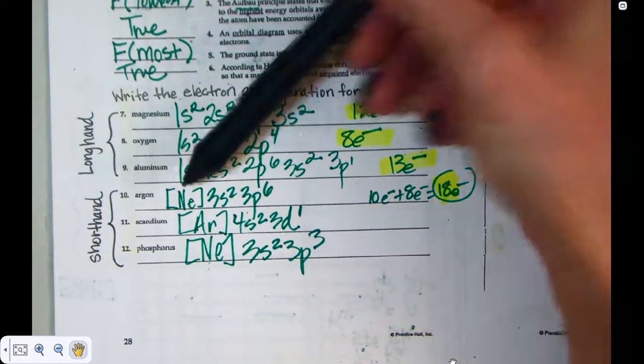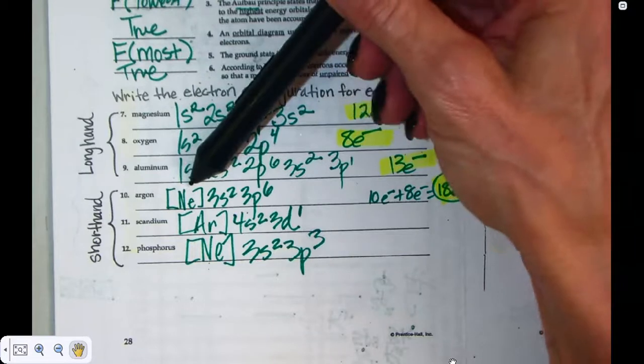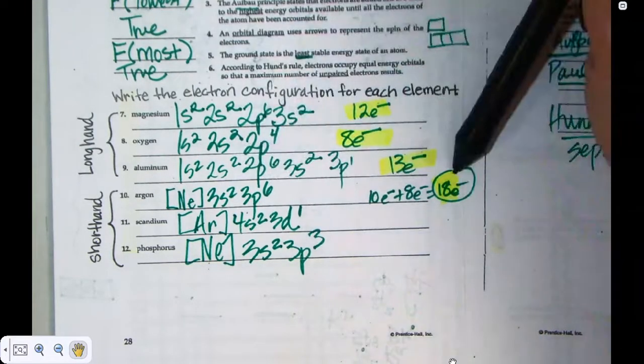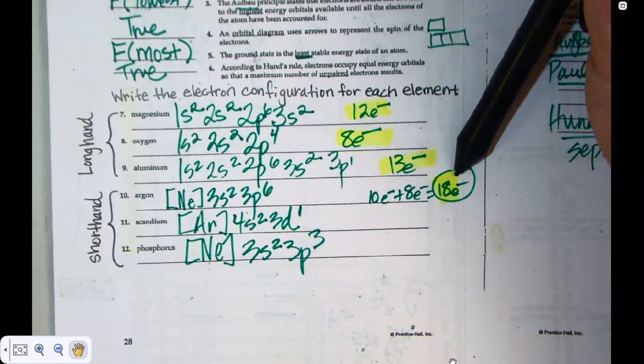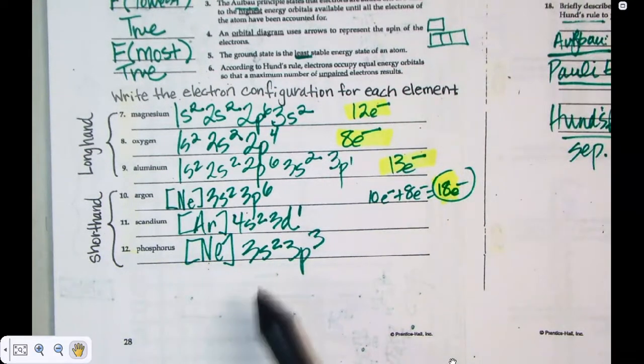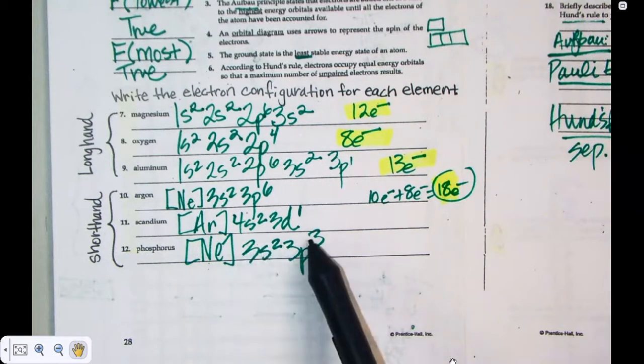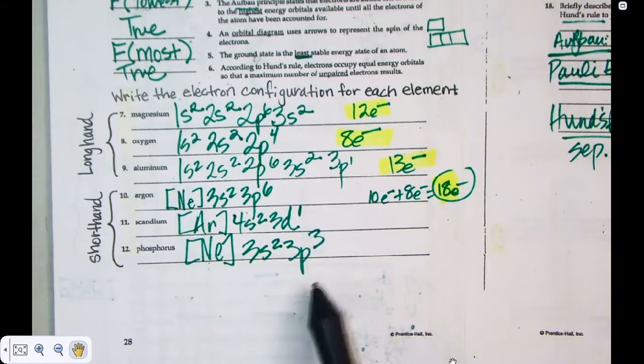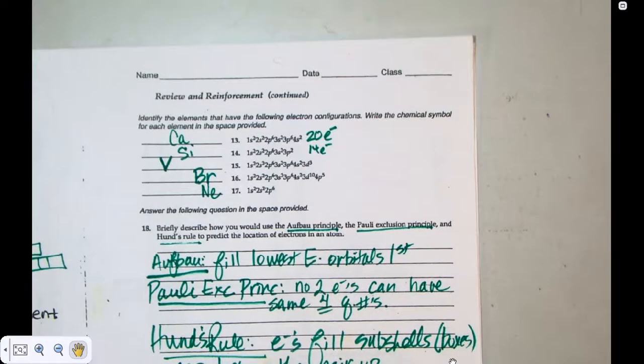To check your shorthand, remember neon has 10 electrons, and then you add the 2 plus the 6, that gives you 18 total, which is argon's atomic number. Number 11 was argon in square brackets, 4s2, 3d1. Number 12, neon in brackets, 3s2, 3p3. Moving on to the next part, 13 through 17.